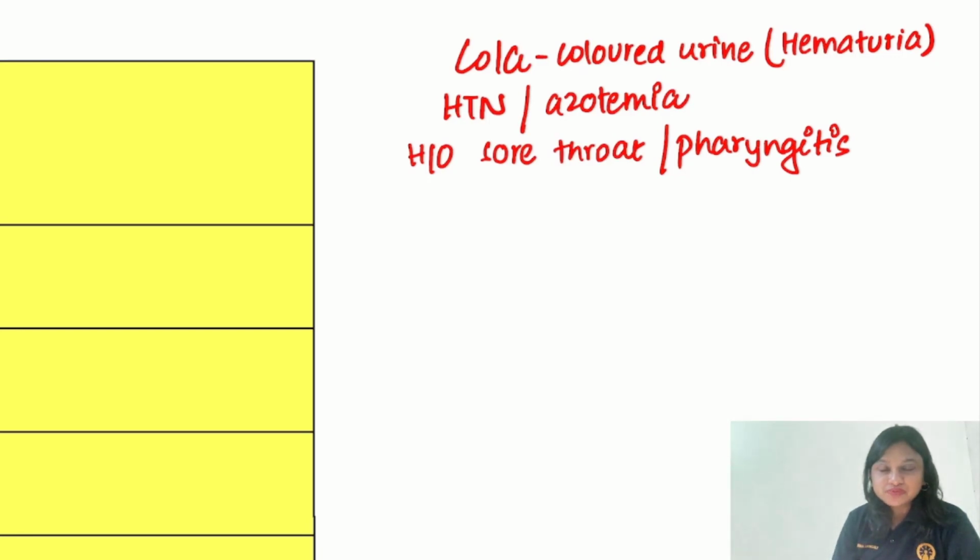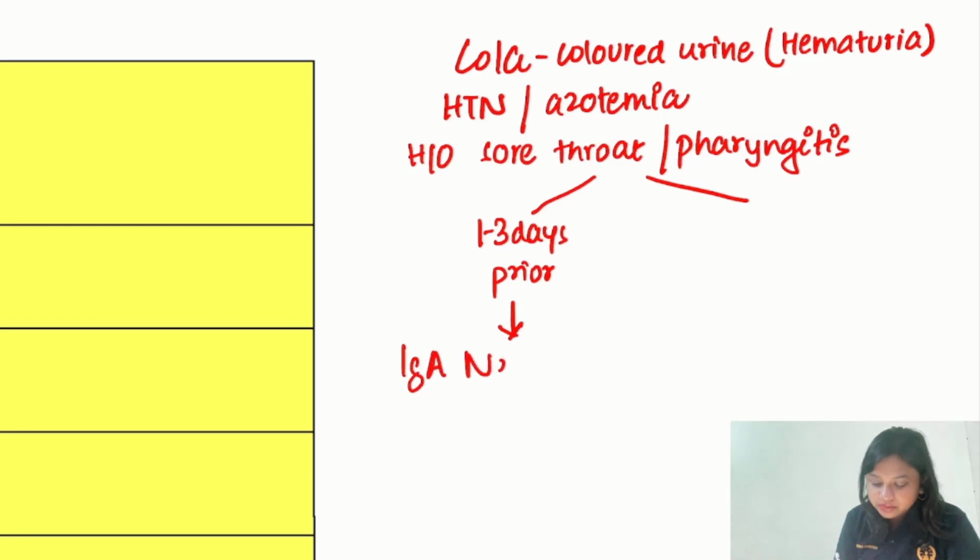Now what are you going to do? You ask about the history. That is, whether the sore throat was 1 to 3 days prior to the onset of hematuria, or weeks prior. So if it is 1 to 3 days prior, then you are dealing with a disease known as IgA nephropathy or Berger's disease. You should remember IgA nephropathy is the most common cause of glomerular disease in the world, right? And it is the most common cause of gross hematuria, as well as the most common cause of microscopic hematuria. In IgA nephropathy, the prognosis is usually very good.